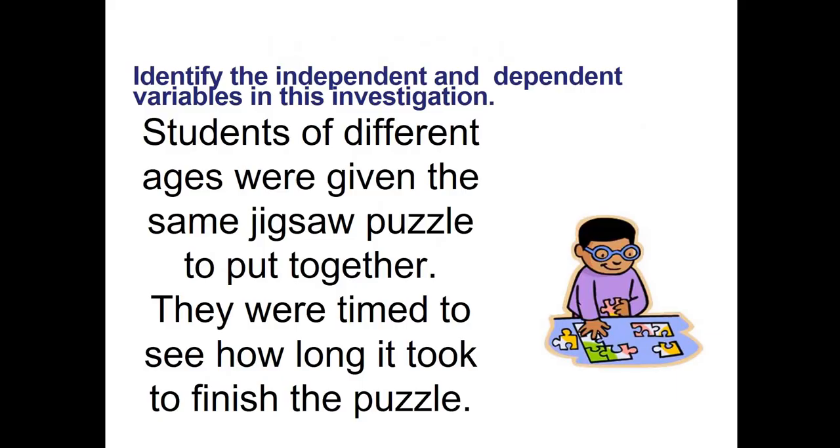For example, students of different ages were given the same jigsaw puzzle to put together. They were timed to see how long it took to finish the puzzle. What's the independent, the thing that we're changing, and what's the dependent, the thing that we're looking at in this problem? Pause the video and write it down in your notes. What do you think the independent is for this problem? What do you think the dependent is?